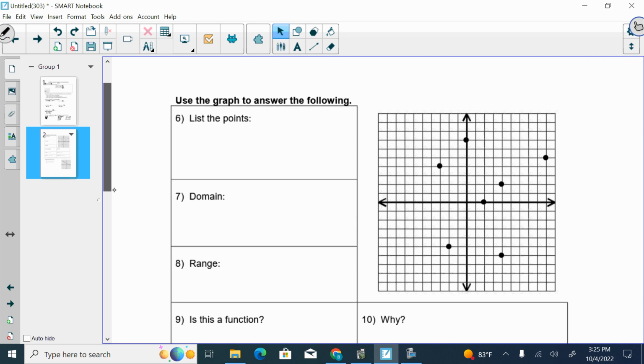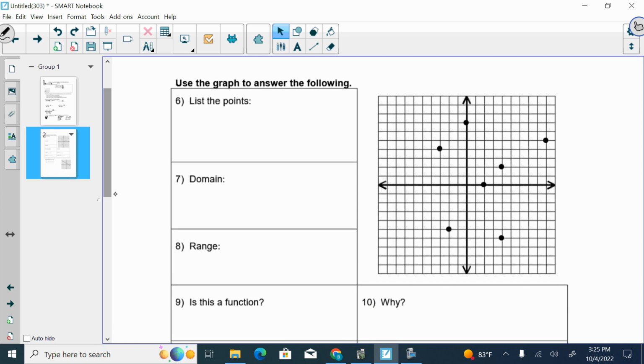Okay, so there is a coordinate plane that has all these points on it over here. They want us to list where all of those coordinate points are. So we're going to start with the one furthest to the left. Where is this point right here?